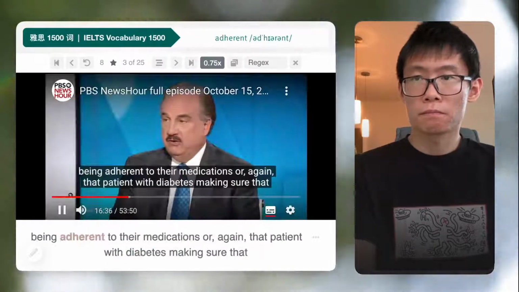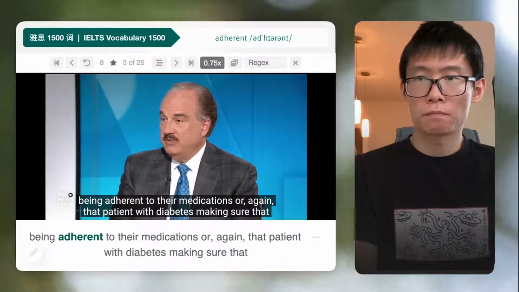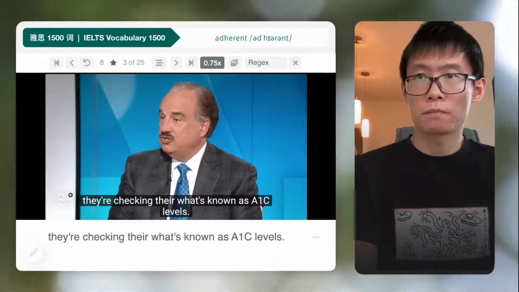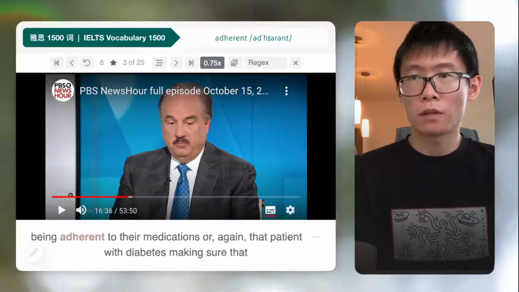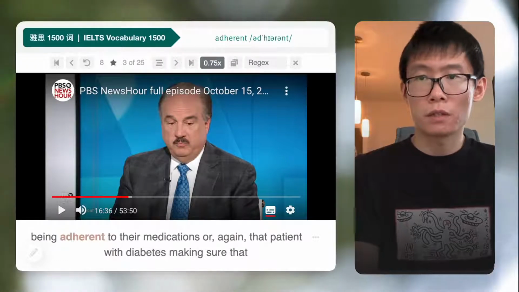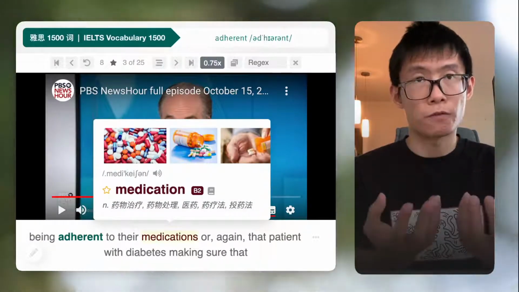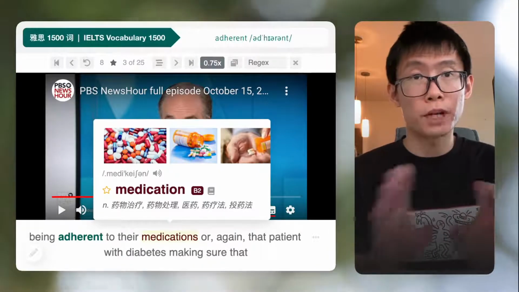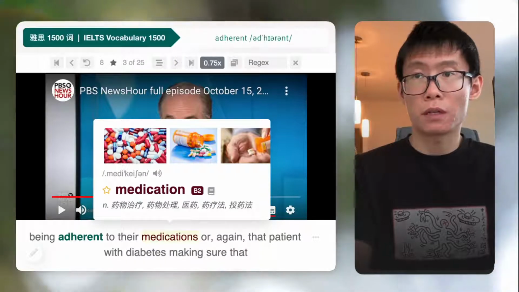Whether it's being adherent to their medications or, again, that patient with diabetes, making sure that they're checking their what's known as A1C levels. Right, so he's saying adherent to their medications 啊，就是跟着这套服药方案，然后不改变的，这叫 adherent to their medications.